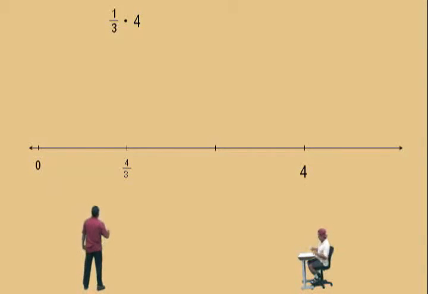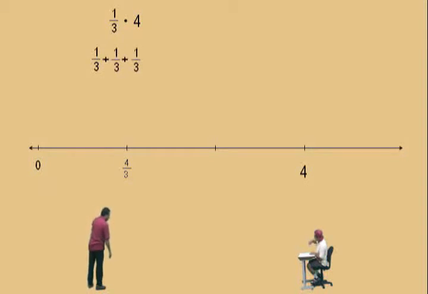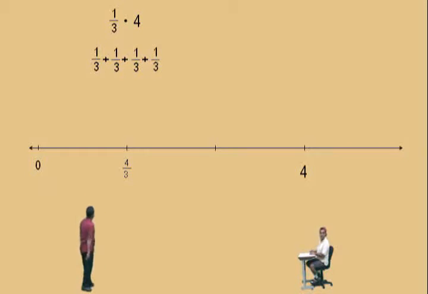Now, let's look at multiplication. 1/3 times 4 as an addition problem. What does 1/3 times 4 actually mean, Charlie? 1/3 plus 1/3 plus 1/3 plus 1/3. That's right. 4 of them being added together.